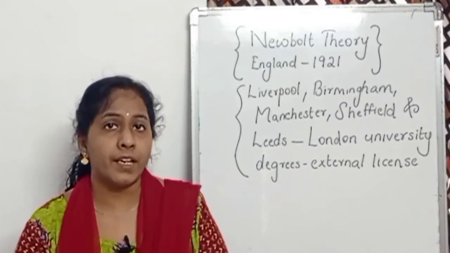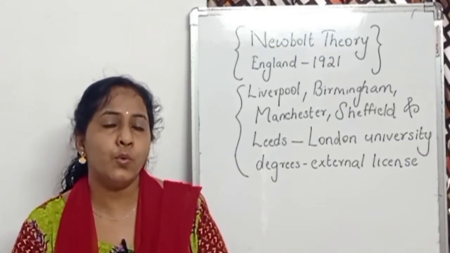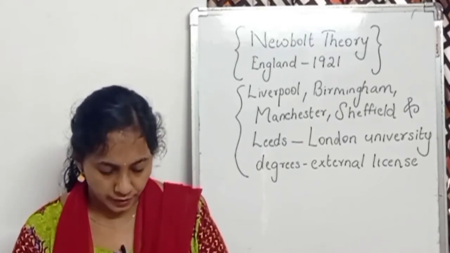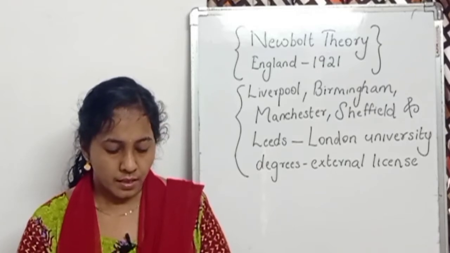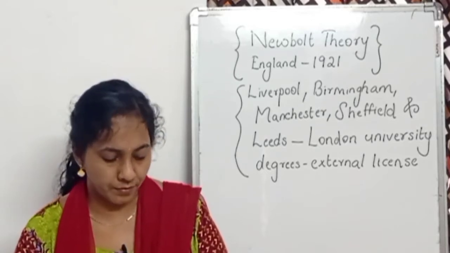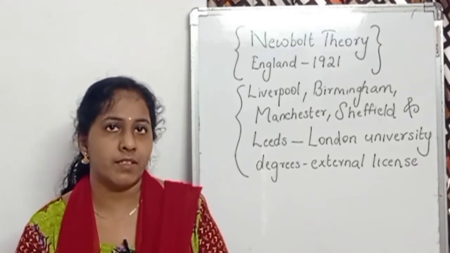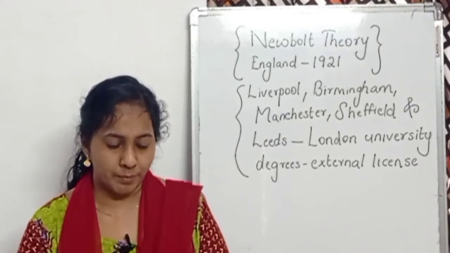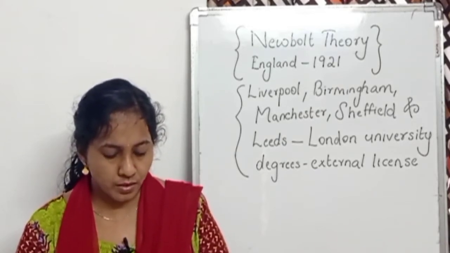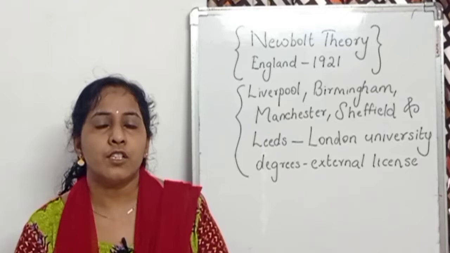This conventional reading of English reaches its height with the publication of the Newbolt Report. The Newbolt Report was on the teaching of English, and it was in 1921 that this report was written. So, as we said, the conventional reading of the subject of English reaches its height with the publication of the Newbolt Report in England in the year 1921.